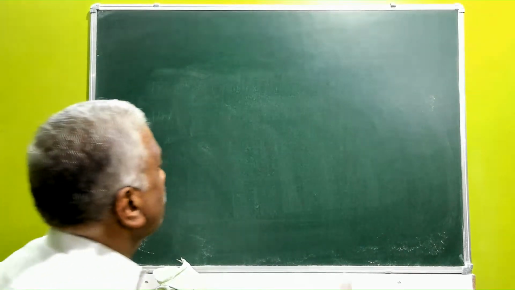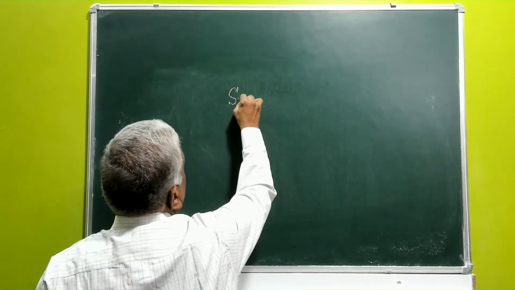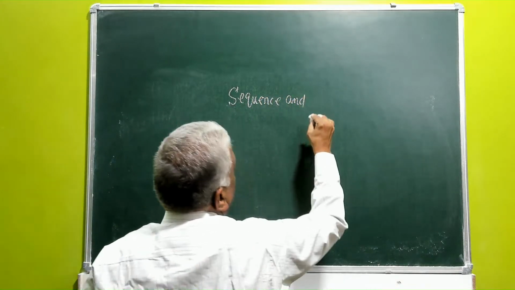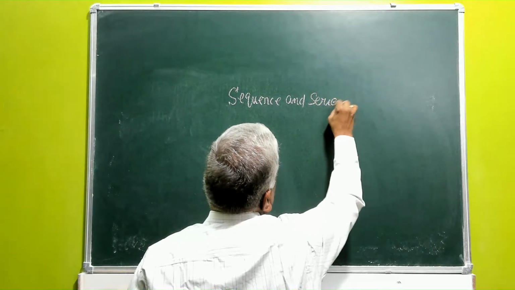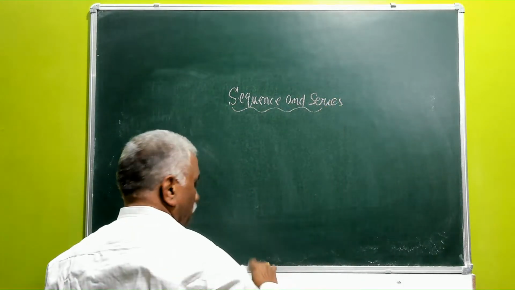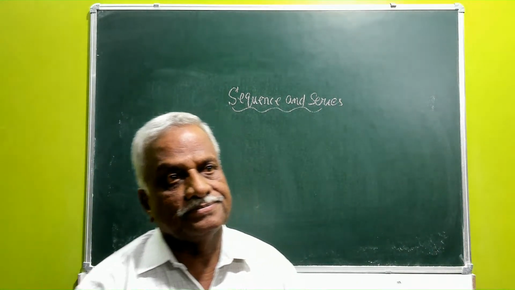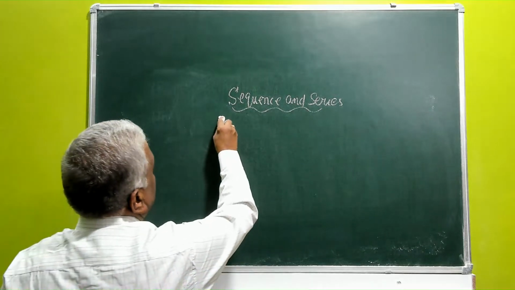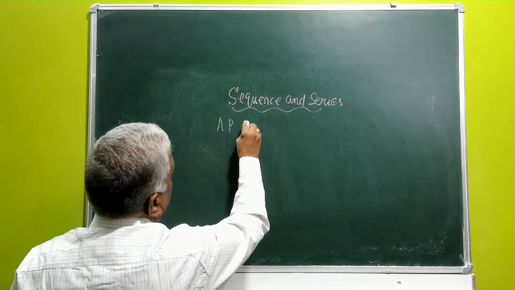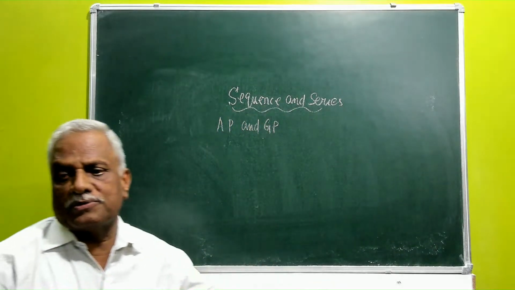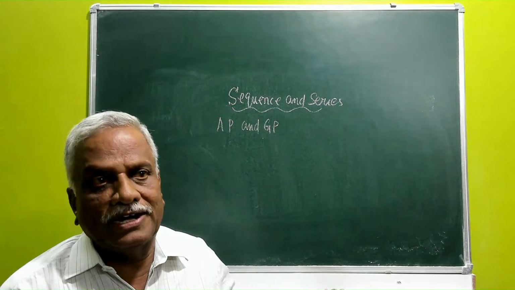Now we'll move on to the next concept, that is sequence and series. Here also, at the most, you get one question or at the most 2 questions, not more than that. Here we have AP and GP. These days you find the problems on AP and GP very simple, provided you have a clear idea of what is AP and GP.